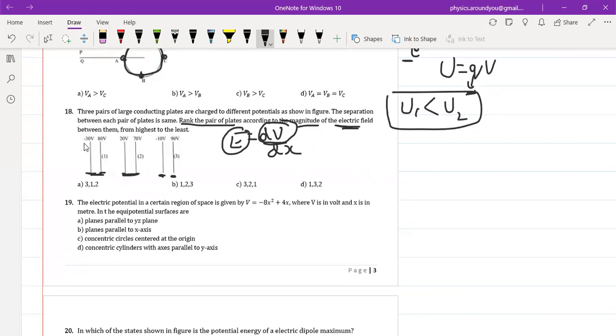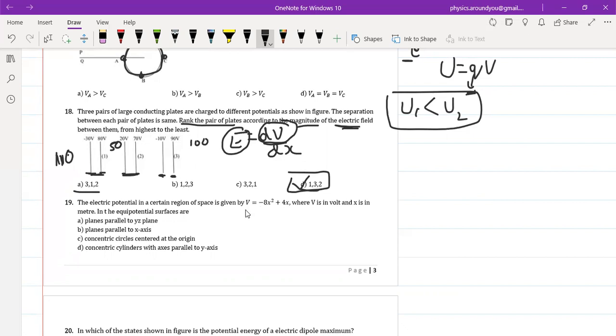So what is the difference between these two? 110. Difference between these two, 50. Difference between the voltages of this, 100. So the least is 2. Which of the options has least as 2? It is A and D. Highest is A. Highest is 1. So 1 is highest, 2 is least. So therefore 18 goes with D.